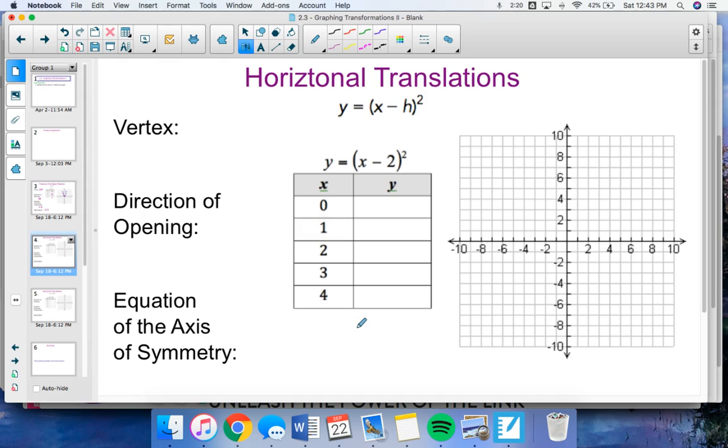Horizontal translations. So that is what the value of h does to our parabola. H is left and right, k is up and down, and a is stretch or compression. So for h, the general formula is y equals x minus h squared. If we have y equals x minus 2 squared, I'm going to ask you to pause the video and calculate these by yourselves, and see what happens with our parabola.